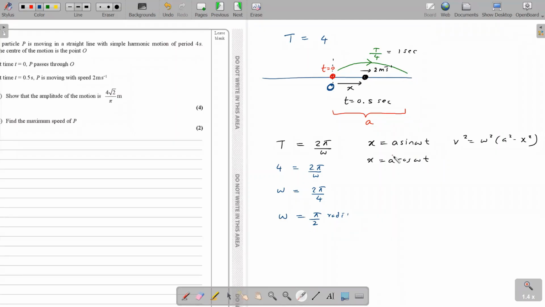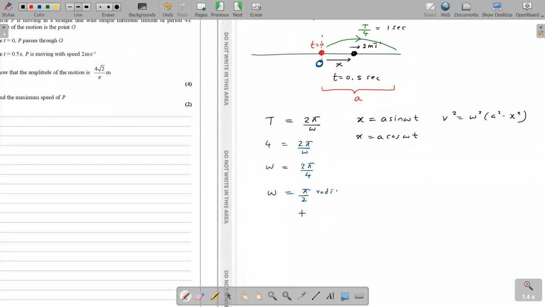These are the theories you learn. So I will go with x equals a sine omega t. When I use x equals a sine omega t, because at time 0 our particle is at the origin, the x distance we really don't know, so I will say it's x. Amplitude also we don't know.